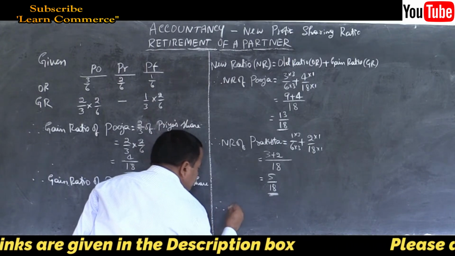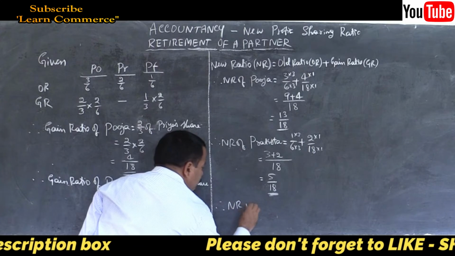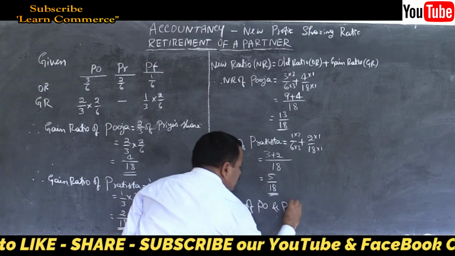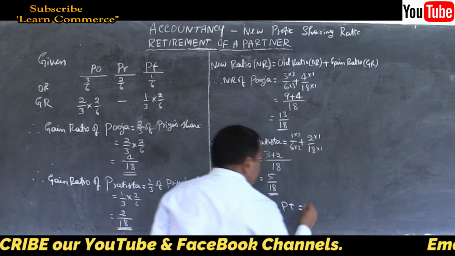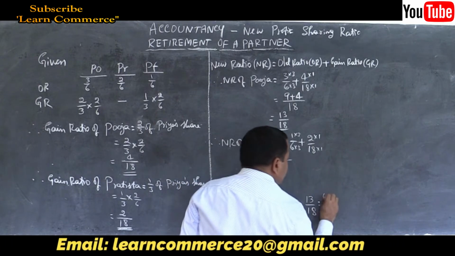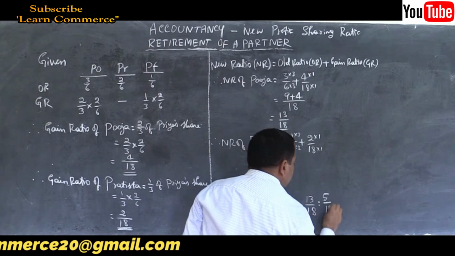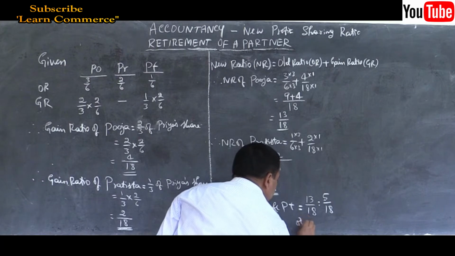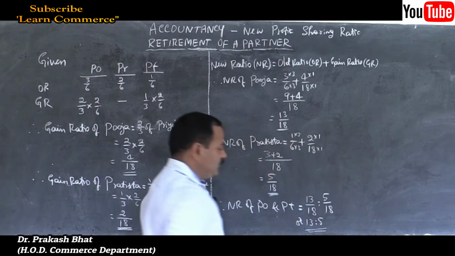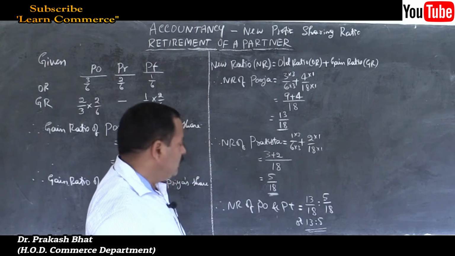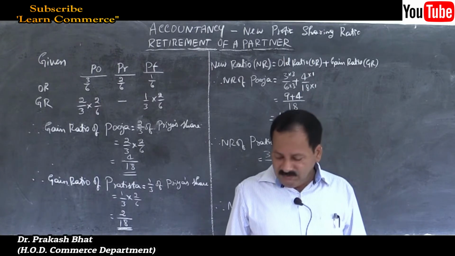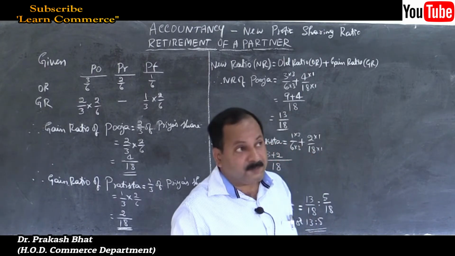Therefore, final answer, new ratio of Pooja and Pratishtha is equal to 13/18 is to 5 by 18, or 13 is to 5. 13 is to 5. This is the final answer. Now, let me move on to the last problem.